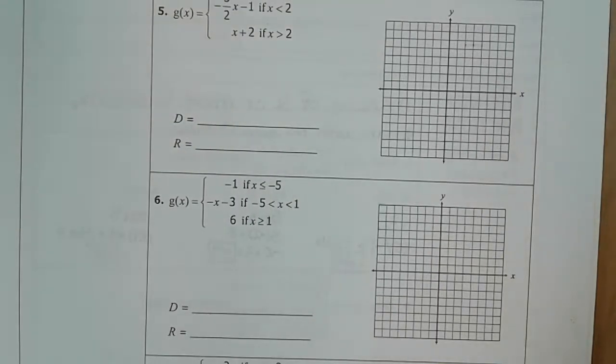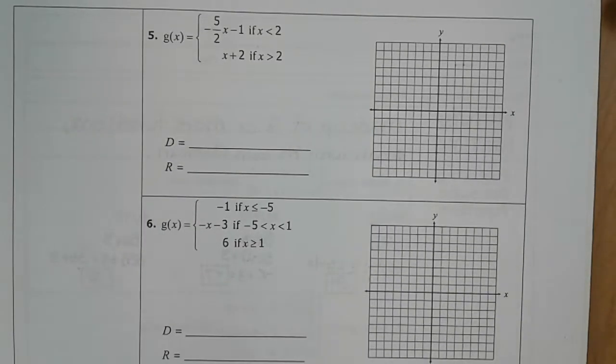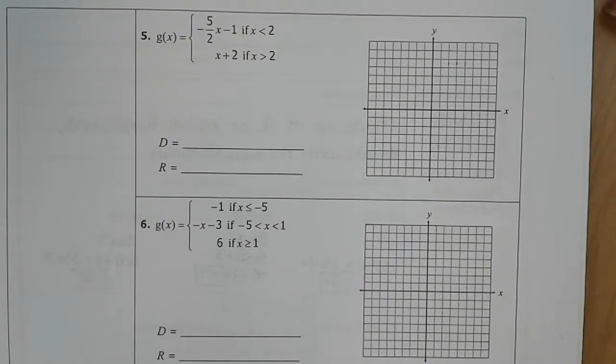So here is the second half of the notes for piecewise functions. Okay, let's get right into it. So this first one, we have the function g of x equals -5/2 x minus 1.